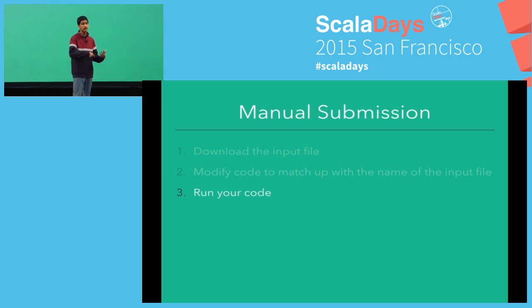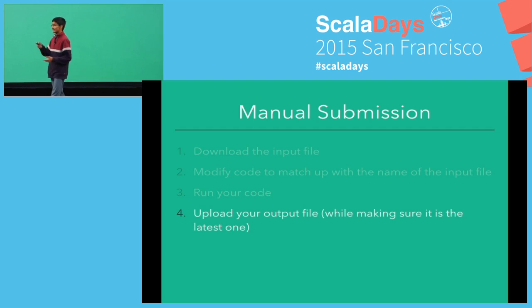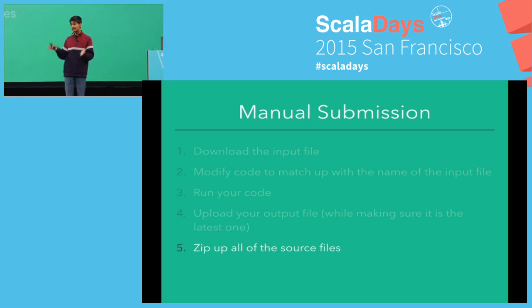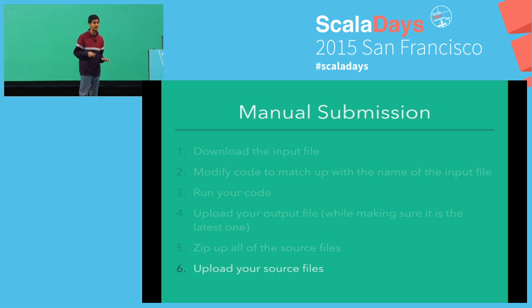You run your code. This will output to a set output file. You upload your output file. Now, just like your input file name changes, your output file name will change as well. So you have to make sure you're uploading the correct output file. You zip up all of your source files. To prevent cheating, Google requires that you upload all of your source code. Then you upload your source files. And you have to do this for every contest, every problem, every input type. And in CodeJam contests, I want to focus on solving the algorithm, not figuring out how to submit my solutions.